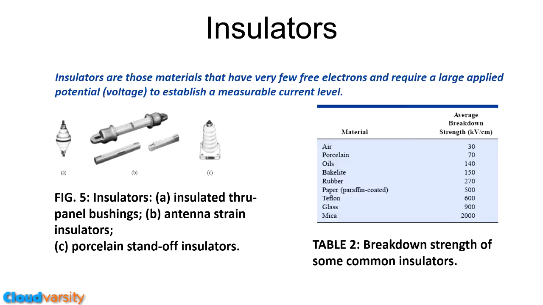For example, you see, for air to conduct it requires 30 kilovolts per centimeter. For porcelain it's 70 kilovolts per centimeter and oil is 140. For mica it's around 2000 kilovolts per centimeter to break that material so that a generous amount of current will flow. So that's a lot of voltage actually. So that's why we have named these things insulators.